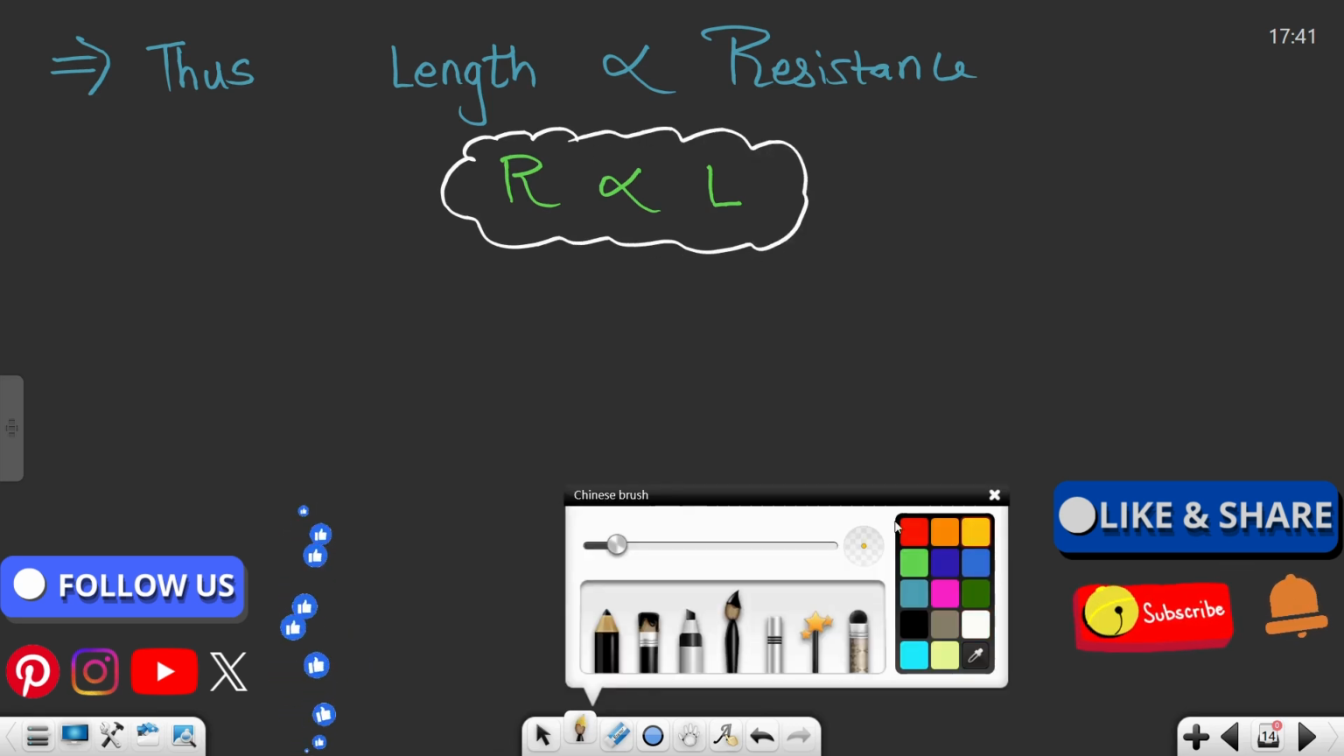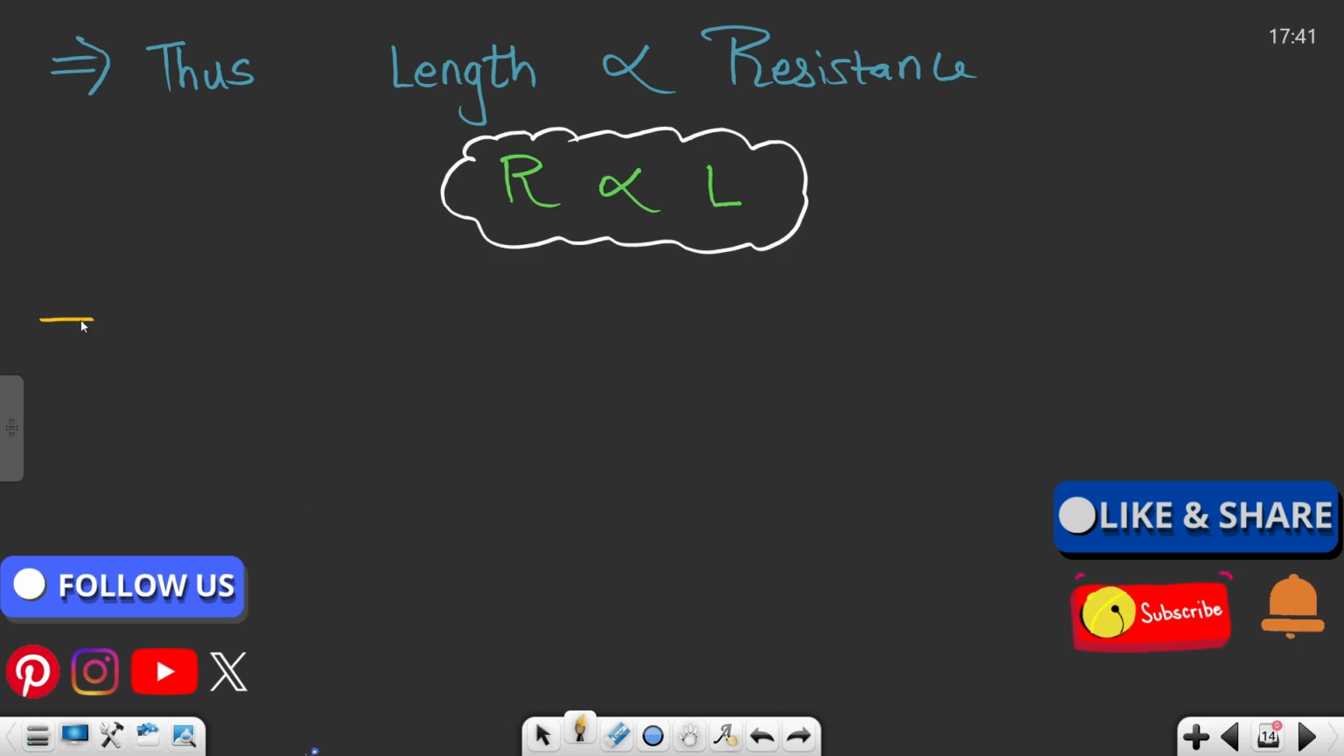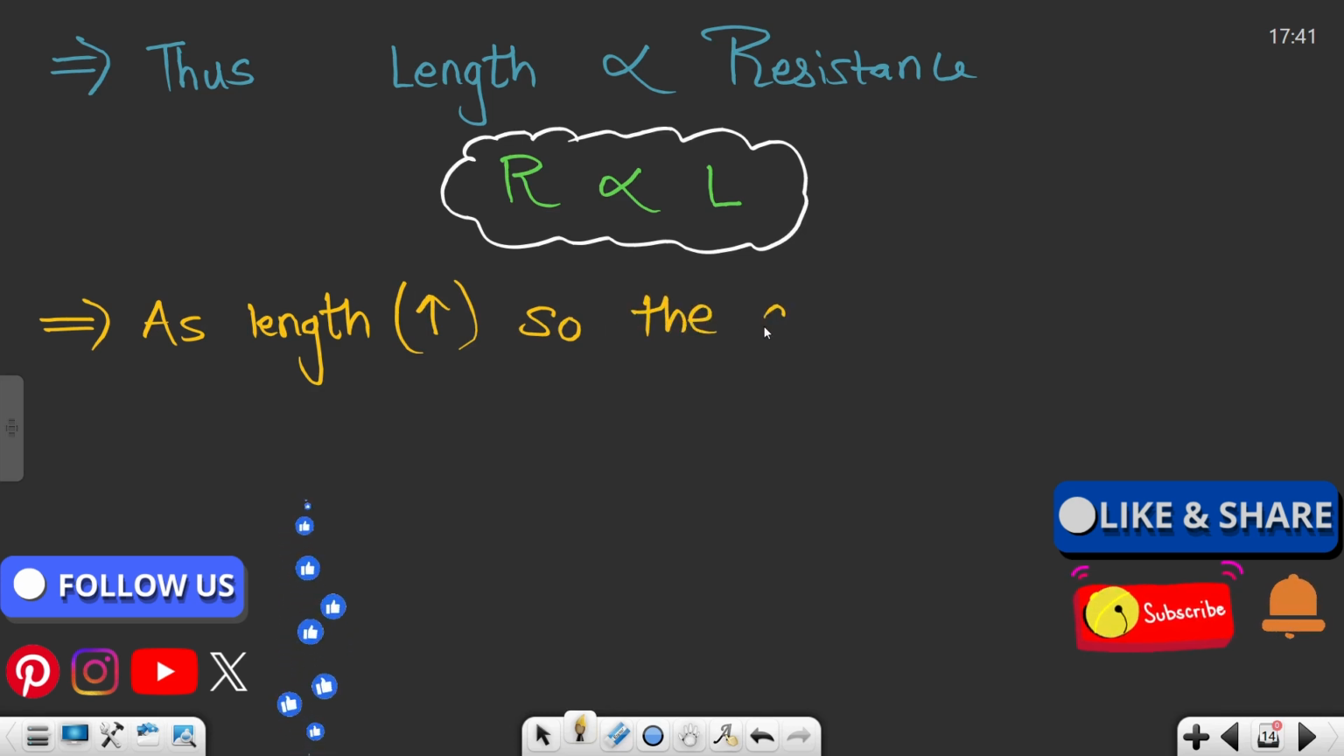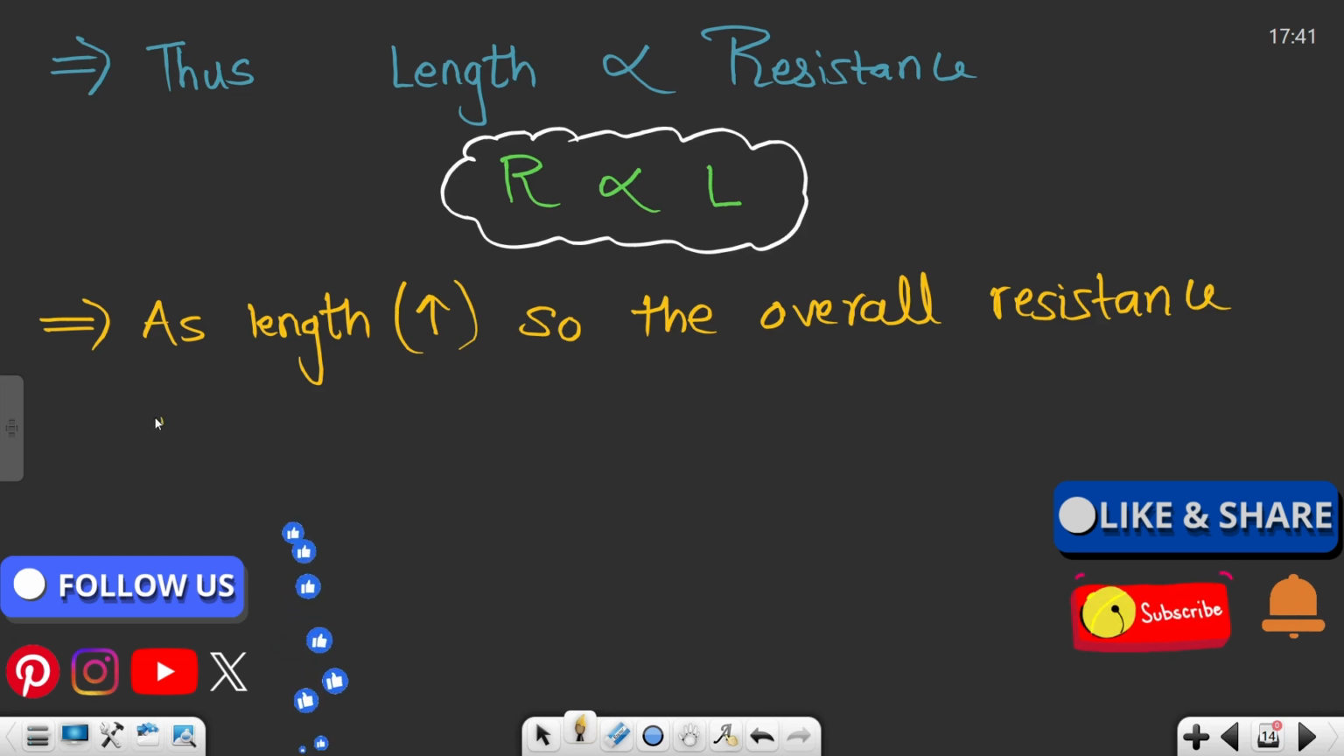That means what? As the length of the material increases, the overall resistance also increases. I hope this particular part is crystal clear. Okay, as the length increases, the overall resistance also increases.